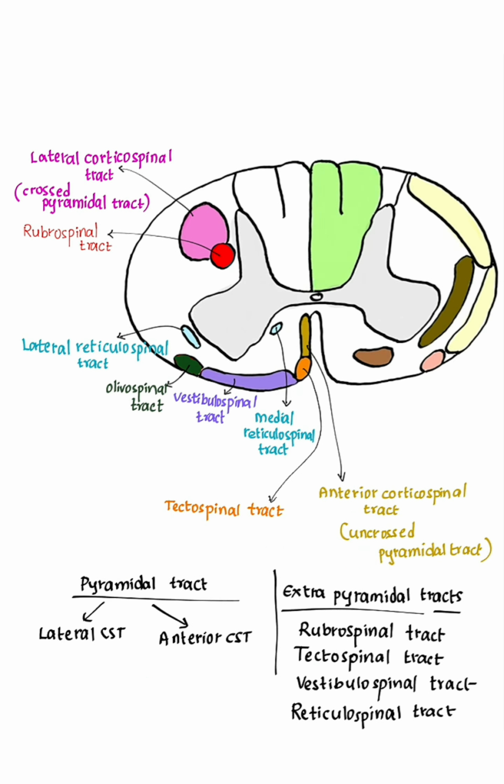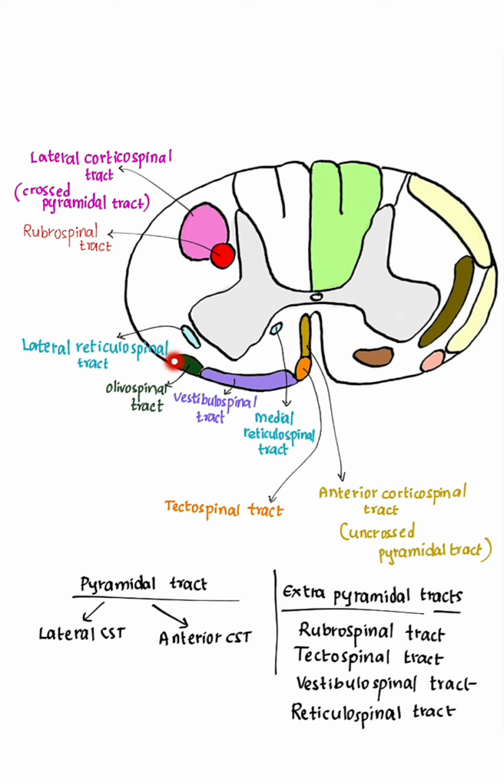Now let's see location of the descending tracts in the cut section of the spinal cord. Pyramidal tract. Lateral corticospinal tract in the lateral column. Anterior corticospinal tract in the anterior white column. Extrapyramidal tracts. Rubrospinal tract in the lateral white column. Remaining all in anterior white column except lateral reticulospinal tract.